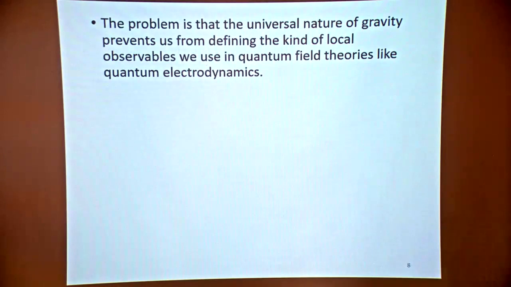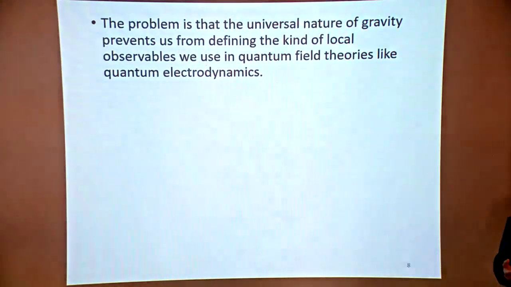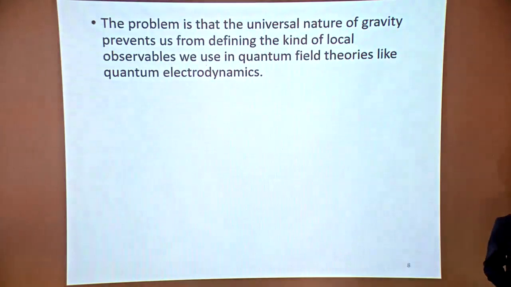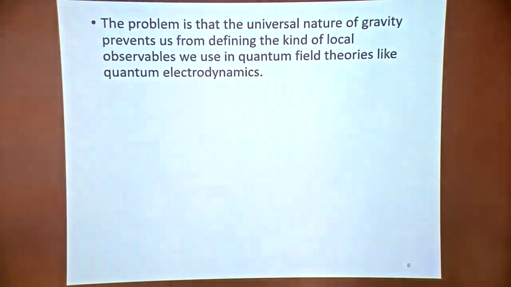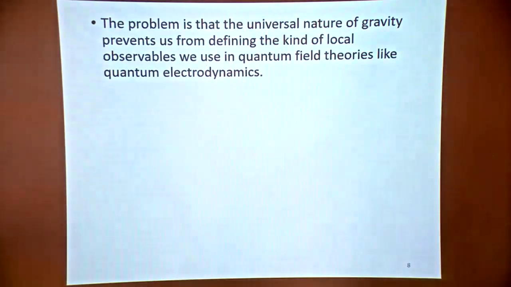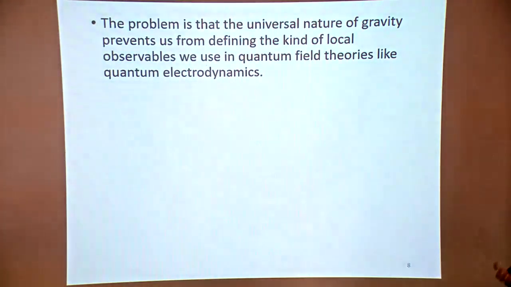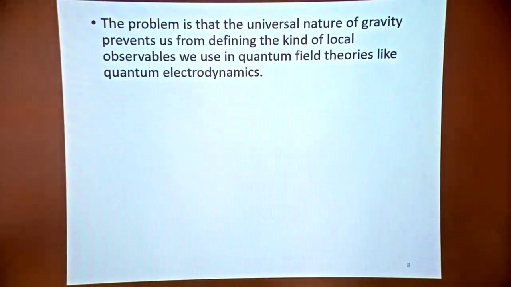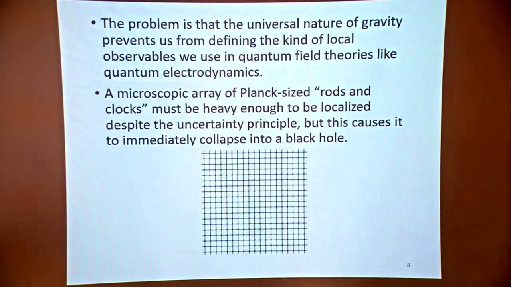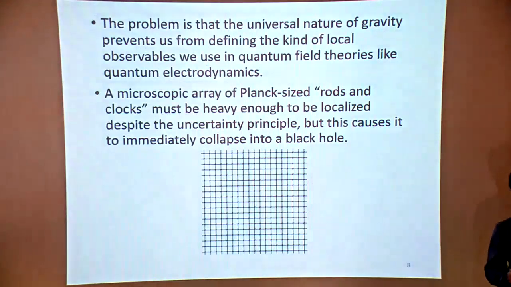The problem is that because gravity is universal, it's not possible. We cannot use the kind of local variables that we use to define normal quantum field theories, such as electrodynamics. If we try to define local observables in a theory with gravity, for example, we might try to define an array of rods and clocks to measure lengths and distances.